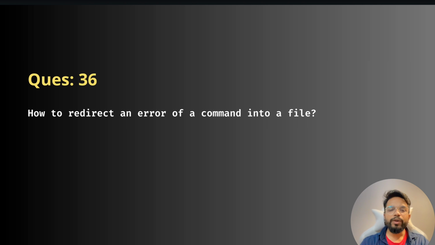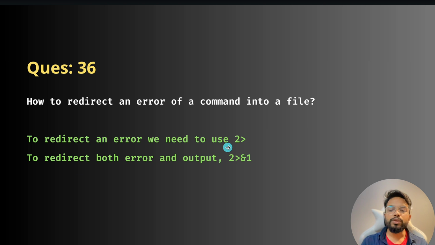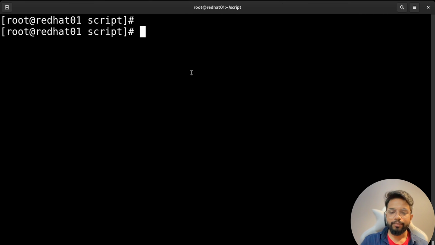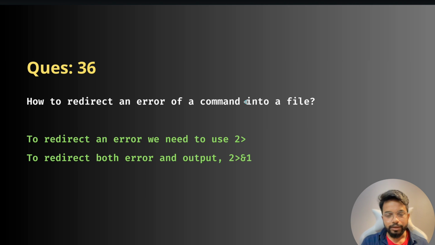Question number 36. How to redirect an error of a command into a file? For example, if your command is unsuccessful, in those cases, how to redirect those errors into a file? To redirect an error, we need to use 2 and then greater than. Here in this example we were just redirecting the output but not the error. So if we need both the output and the error of the command, we need to use 2>&1.